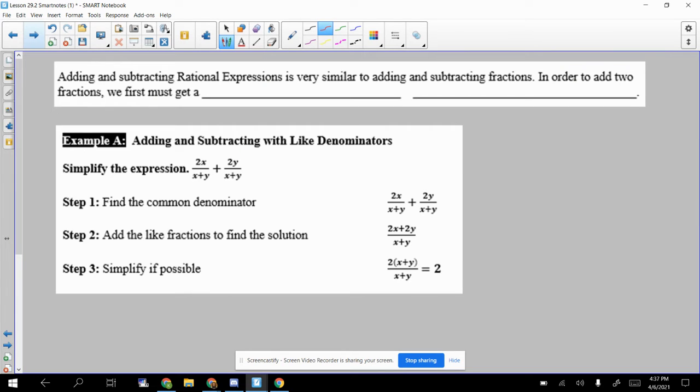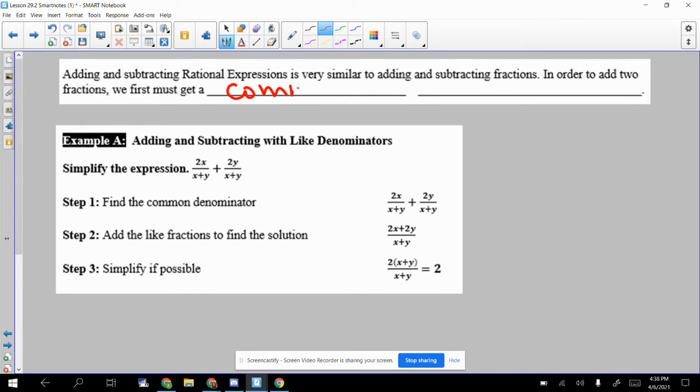All right, so adding and subtracting rational expressions is very similar to adding and subtracting normal fractions, like what we were doing in class. So in order to add the two fractions, we must get a common denominator. So that's what you want to know. A common denominator, just like with regular fractions.